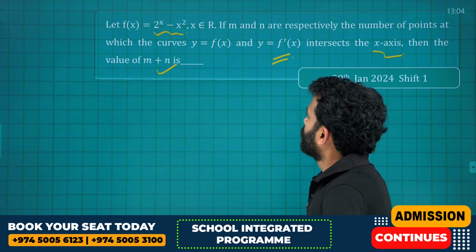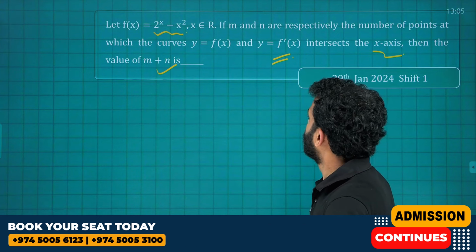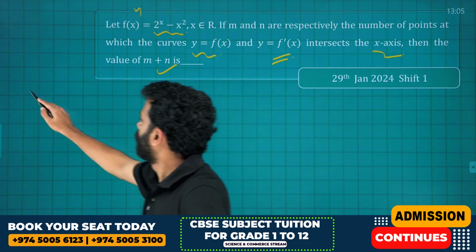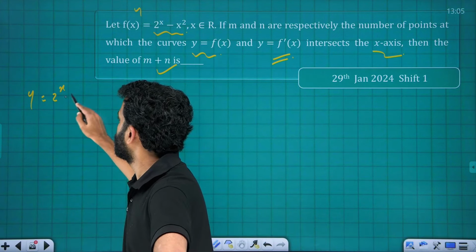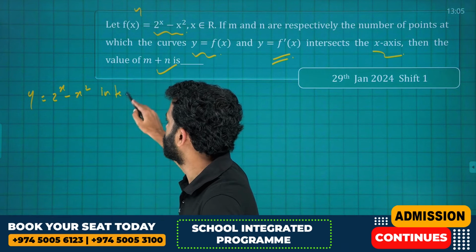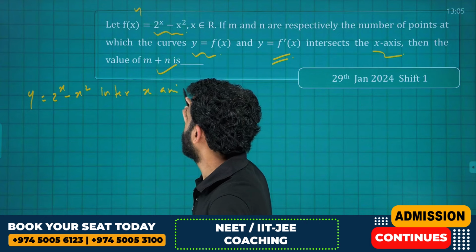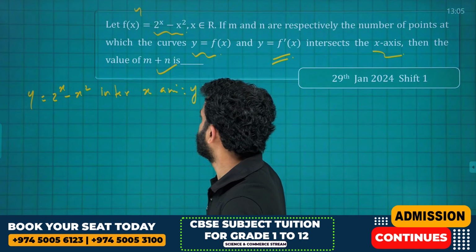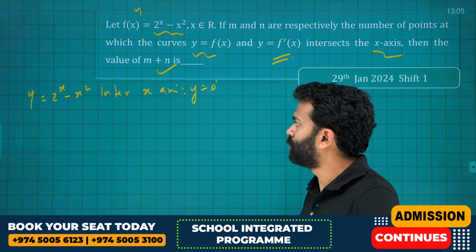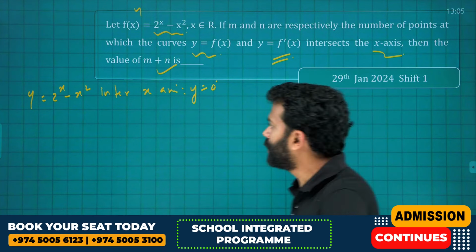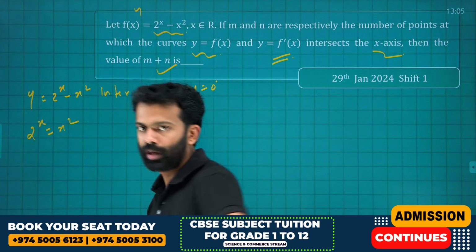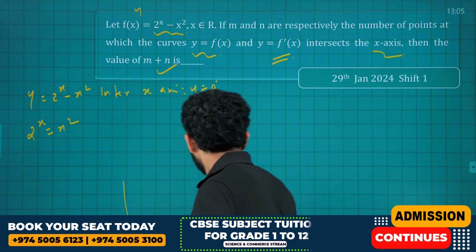So, y is equal to f of x, that is y is equal to 2 raised to x minus x square. See, if the curve intersects the x-axis, then what is the corresponding value of y there? y is equal to 0, right? If y is equal to 0, then we can formulate that 2 raised to x is equal to what? x square.